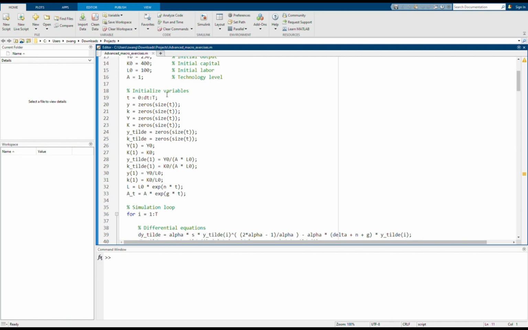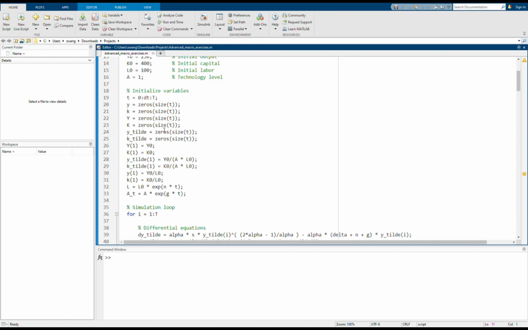So we need to initialize variables. The time vector t starts from 0 to capital T, which is 100 in our case. And I allocate an array of zeros to capital and output.